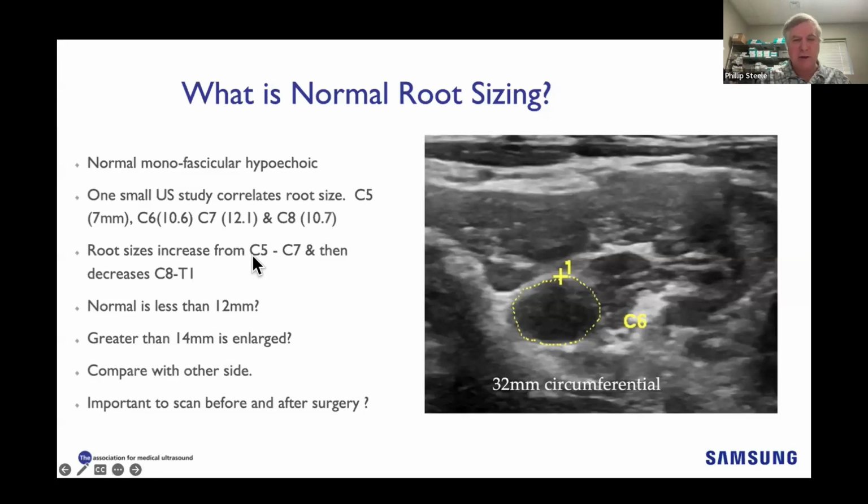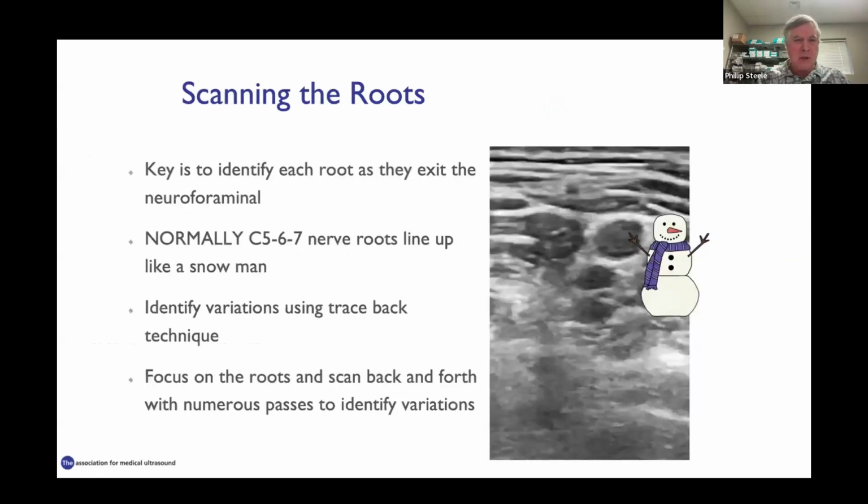The root sizes do increase from C5 to C7 and then decrease from C8 to T1. So T1 is smaller than C8. As a general rule, if you see something less than 12 millimeters, it's probably okay. If it's greater than 14, you really should look at the contralateral side. And I'm a strong advocate that before someone has a cervical fusion, we should probably be scanning their nerve root sizes so that we can see if there's a complication from the surgery.